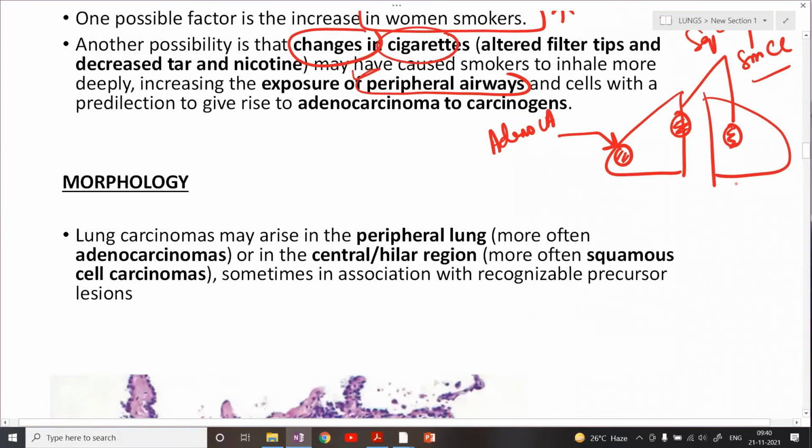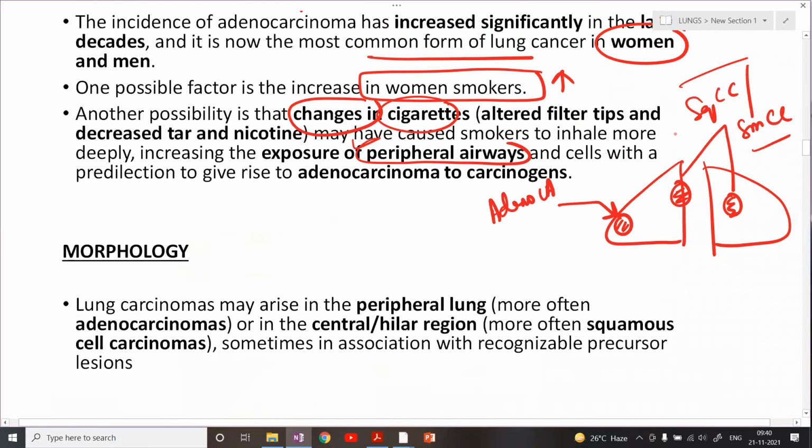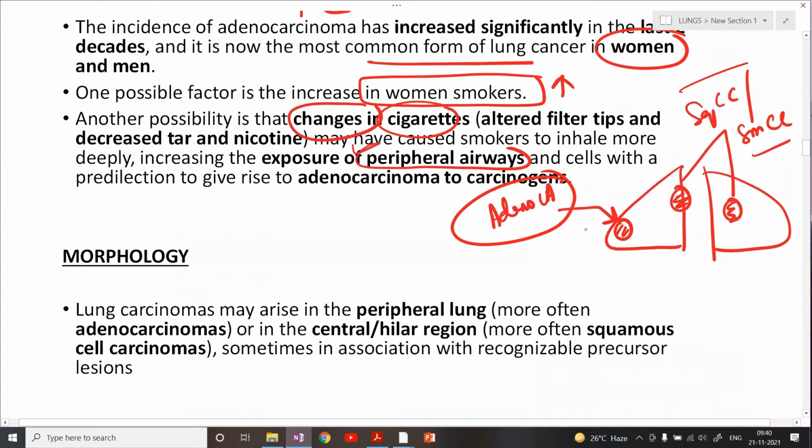Now we are going to start with the morphology of different types of lung carcinomas. I'm going to show you different kinds of images as well, so please pay a lot of attention now. So lung carcinomas. I told you right now about the adenocarcinomas. They are arising in the peripheries, and these are arising in the center predominantly.